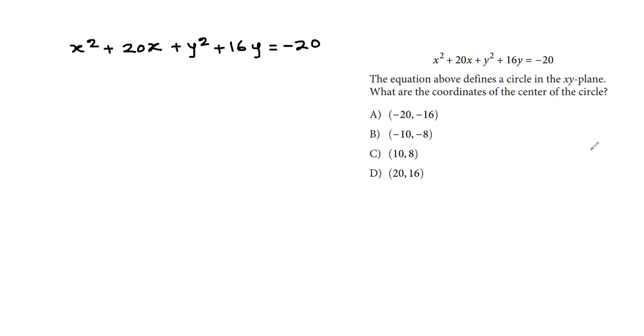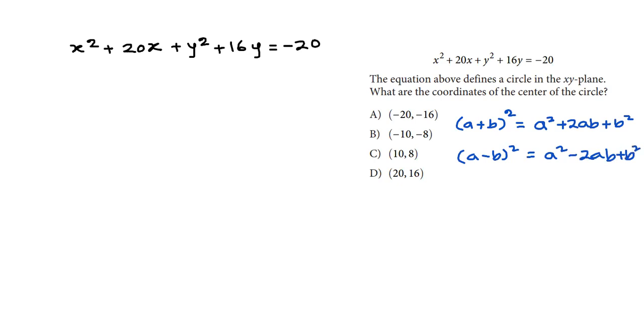So today we are going to take one more question from SAT and it's from the chapter circle. Now before going to that chapter and going to this particular question, you should know two equations. Those are known as perfect square equations. One is (a plus b) whole square equals a square plus 2 times a times b plus b square, and (a minus b) whole square equals a square minus 2ab plus b square.